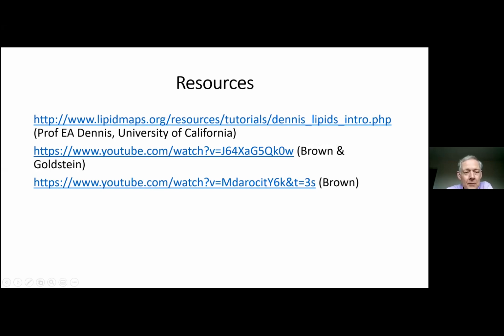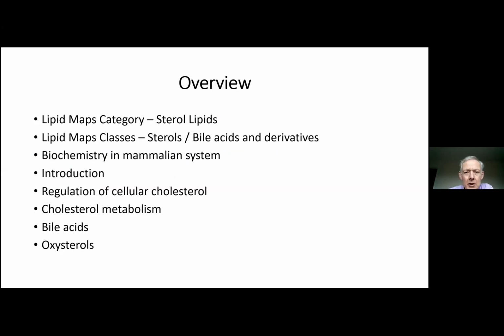And then I've got two YouTube videos. The first one is given by Goldstein and Brown, where they describe their work on cholesterol, which led to their winning of the Nobel Prize in 1985. The last link is to another YouTube video, this time only by Mike Brown, where he describes how you go about winning a Nobel Prize. So that's some videos to watch, and at the end I've got two slides which give a list of references which really go with this talk.